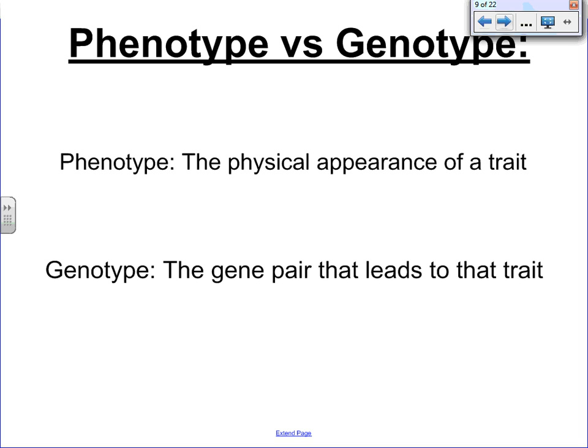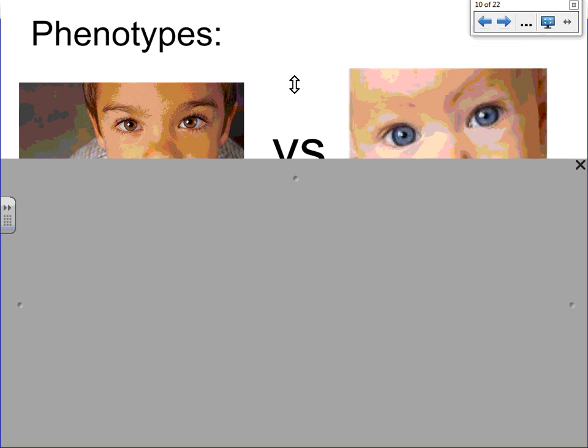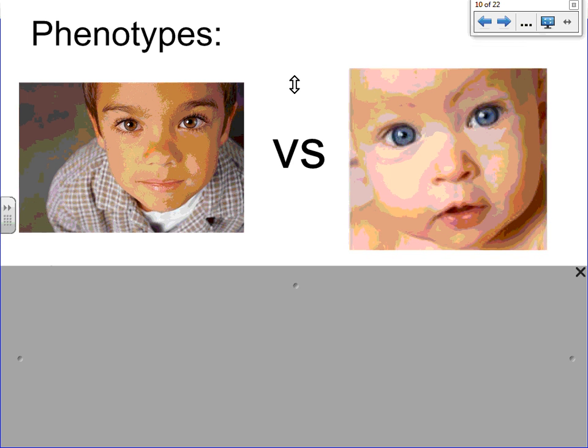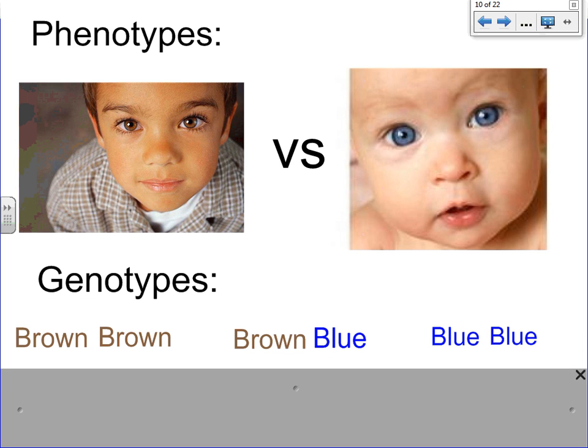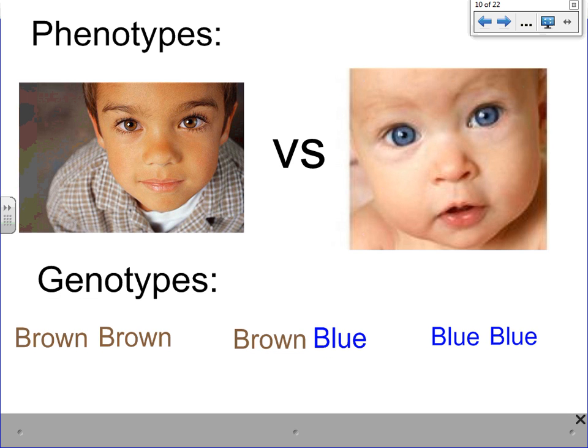Genotype is a little bit different. Genotype is the gene pair that leads to that trait. All right, so let's take a look at an example of what some of the differences are. So when we refer to phenotype, what we're looking at are the actual physical trait. So are you a kid with brown eyes or are you a kid with blue eyes? The physical trait, brown or blue, is what's called the phenotype. Now the genotype, on the other hand, is the pair of genes that are responsible for each trait. So in this case, do you have two brown genes, a brown gene and a blue gene, or a blue gene and a blue gene?